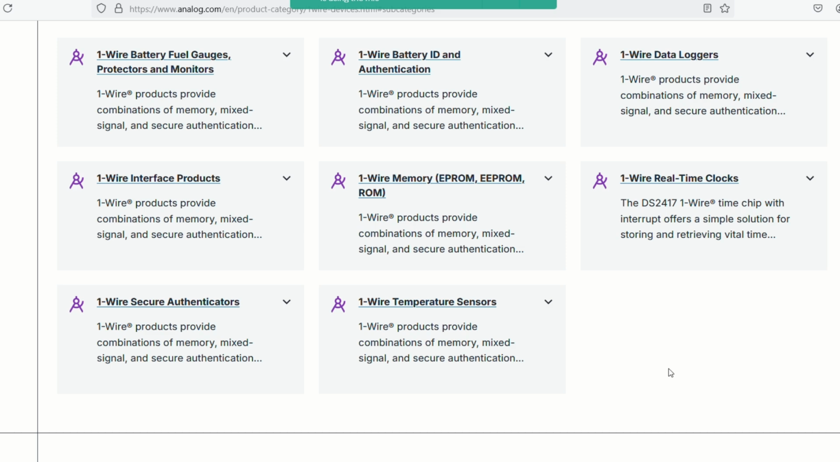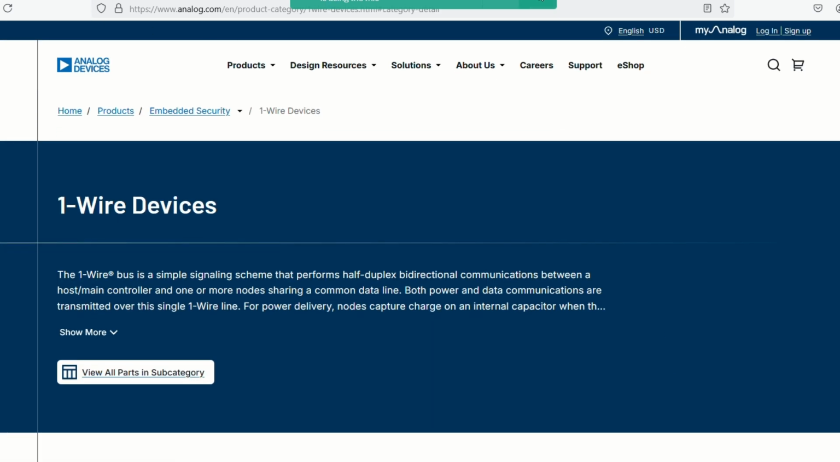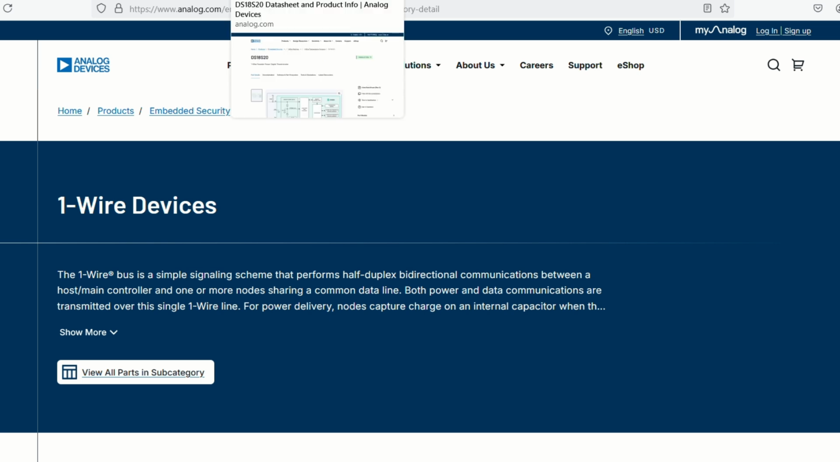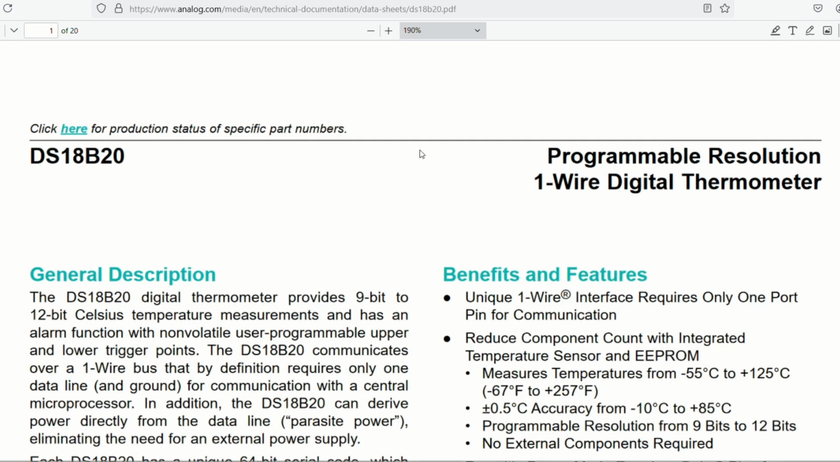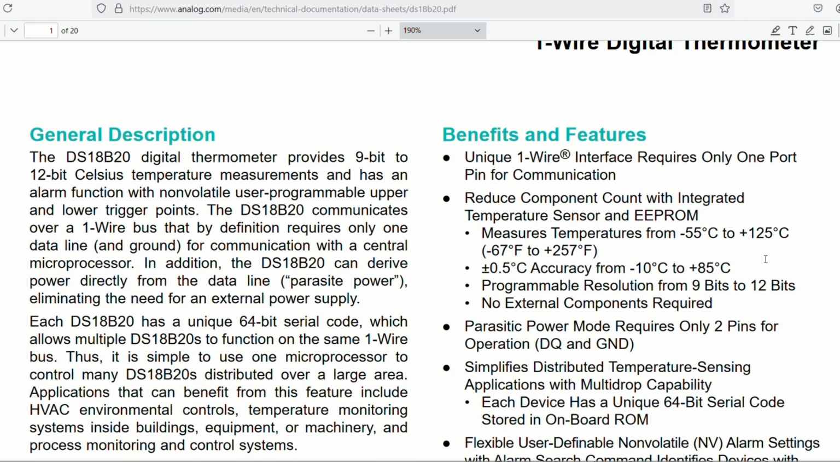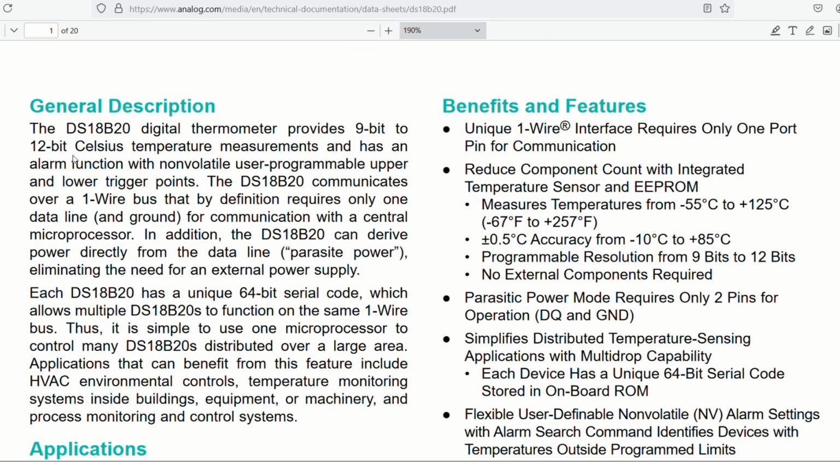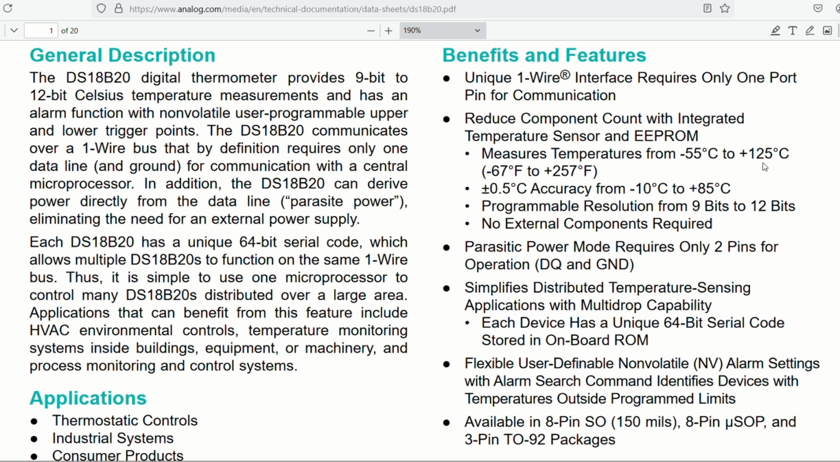Moving on, you can have a look at various one wire based devices ranging from a simple battery gauge to a temperature sensor and plenty of others. We'll be using the DS18B20 as our one wire based digital thermometer. It can measure temperature ranging from minus 55 degrees to 125 degrees Celsius, and it can also operate on a parasite power supply, but we won't be using that parasite power mode. We'll be giving it a dedicated power supply on the VDD pin. So we'll be using 3 pins: VDD, DQ and ground.